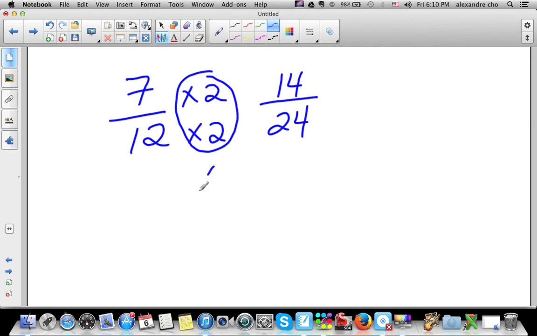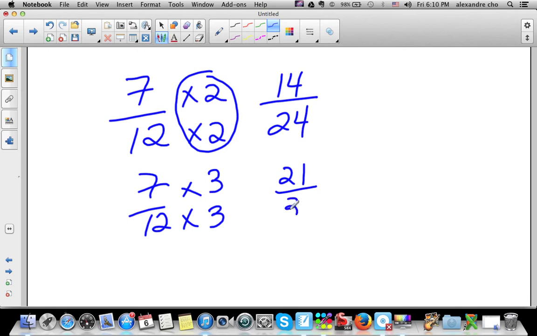You can multiply it by 3 if you like, or by any other number, as long as you apply the same to top and bottom. So let's try again here. 7/12 times 3, and you get 21/36. So here are my 2 new ratios.